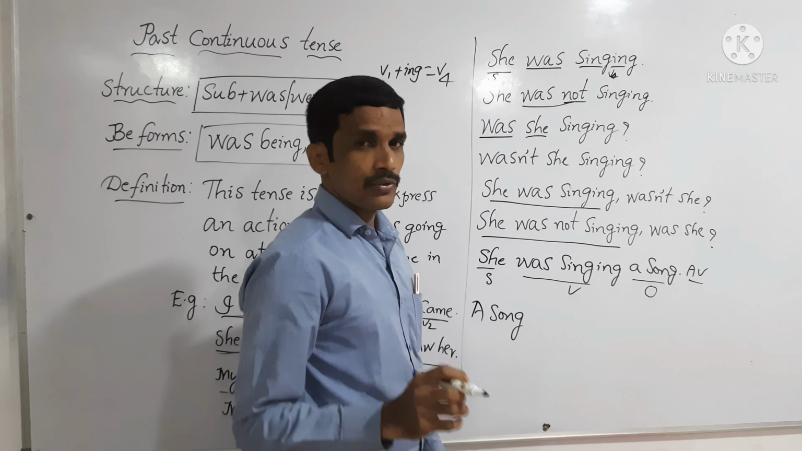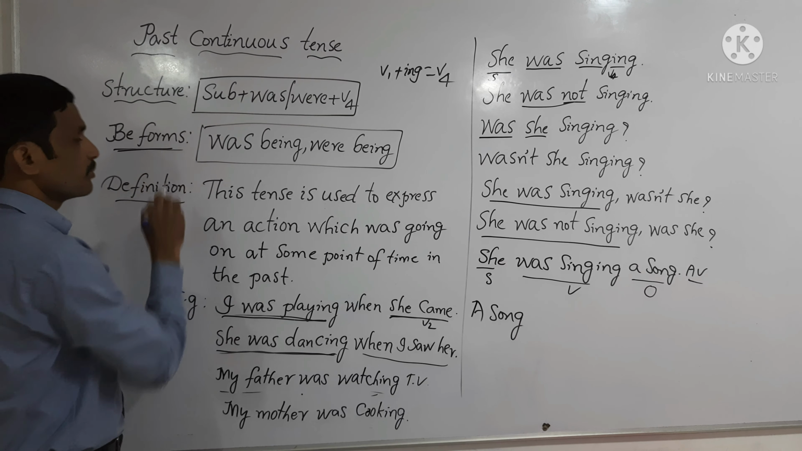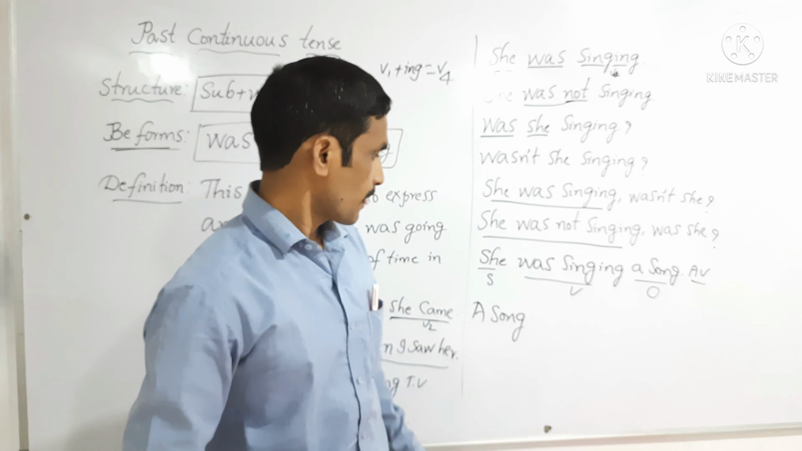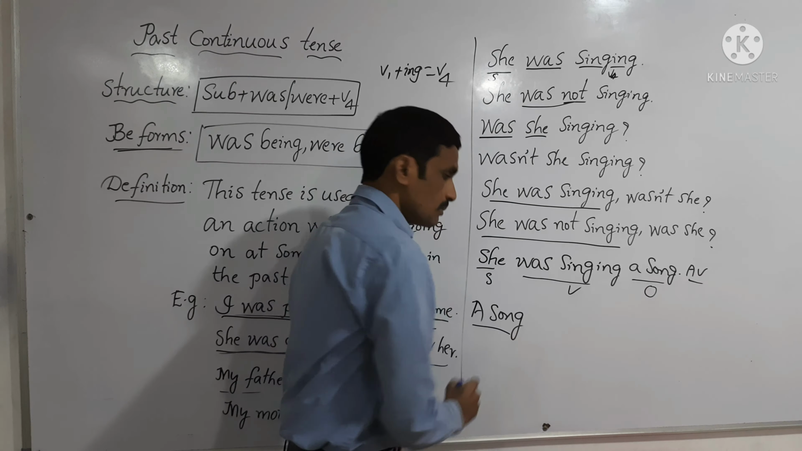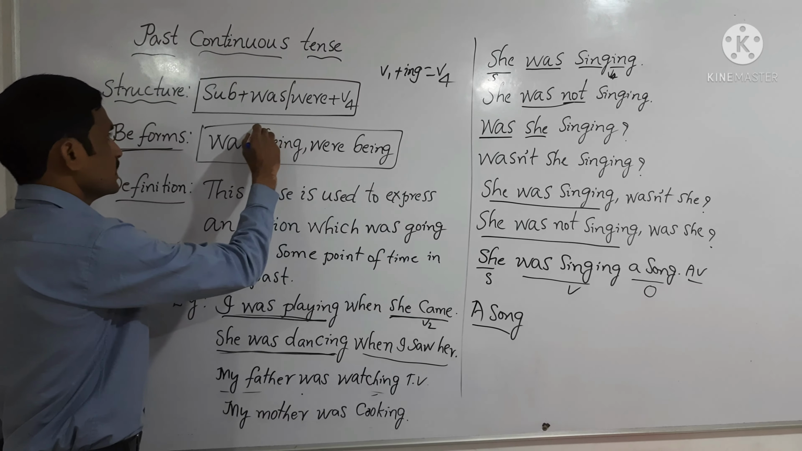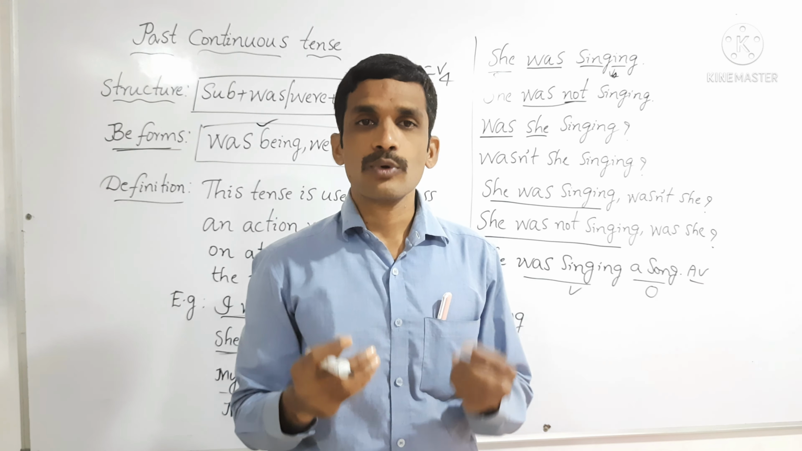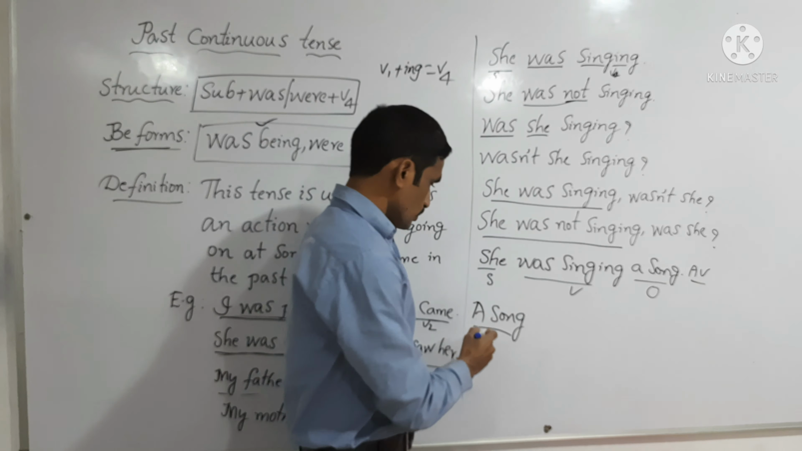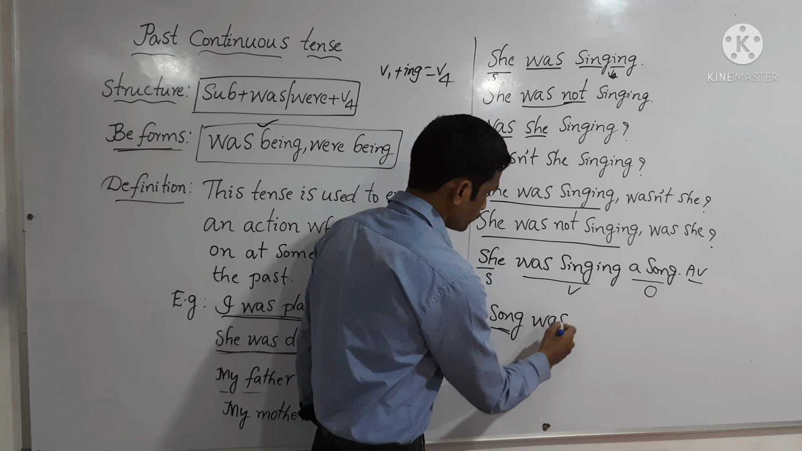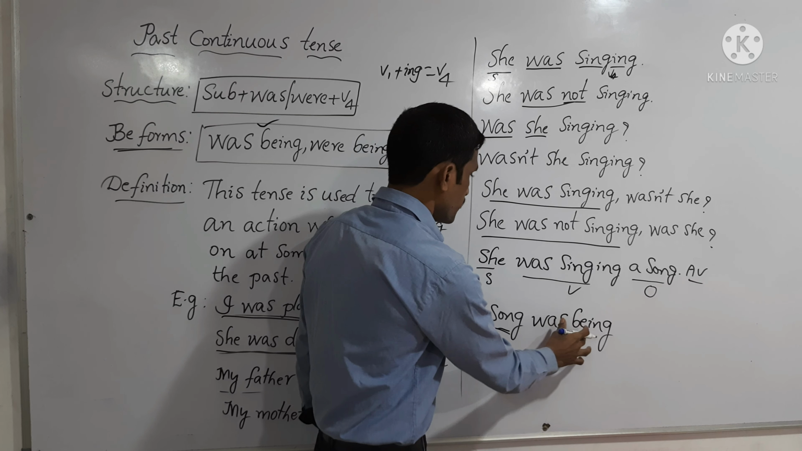Next, the appropriate be form we have to write. So we have to know the be forms of past continuous tense. Be forms of the past continuous tense are was being or were being. If the subject is singular, we have to write was being. If the subject is plural, we have to write were being. Here the subject, a song, is singular, so we write was being. A song was being.